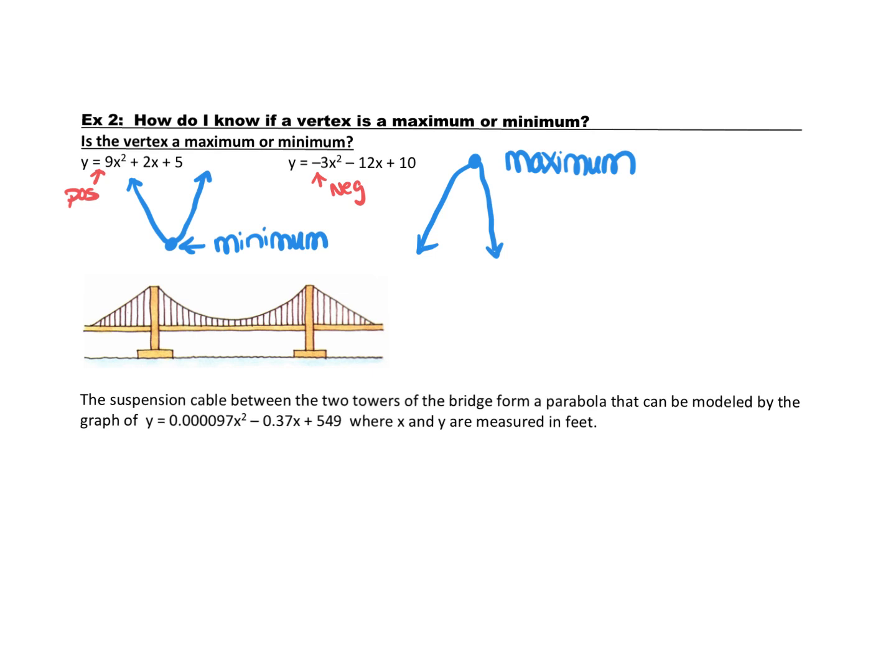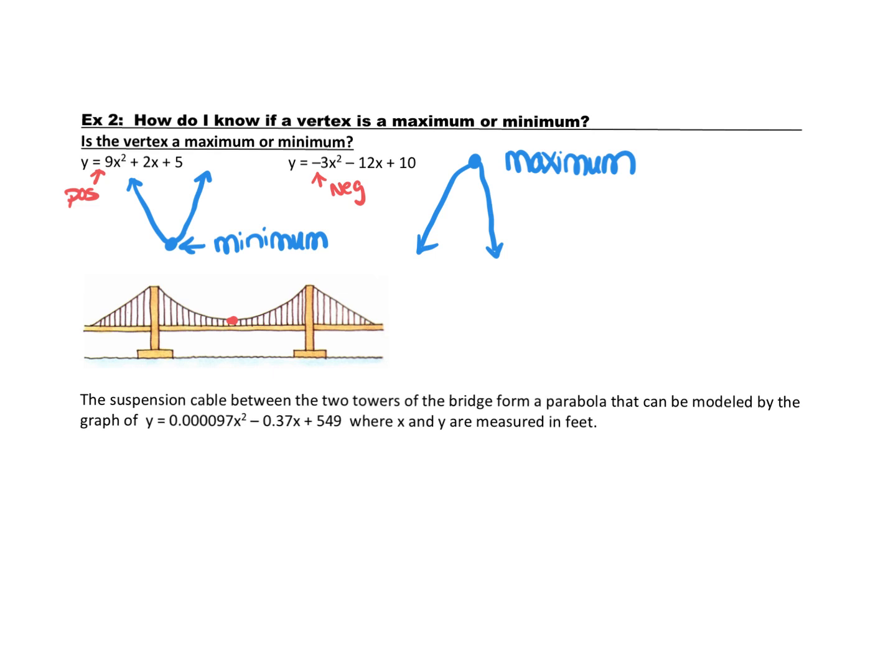All right, so now let's take a look at the story problem we have here. It says that the suspension cable between the two towers of the bridge forms a parabola that can be modeled by this graph, and here's this equation where x and y are measured in feet. And then I think that's cut off there, but it should say, what is the height of the cable above the water at its lowest point? So we're looking for this vertex right here, because that would be the lowest point of that bridge.